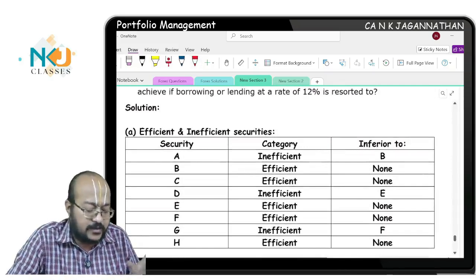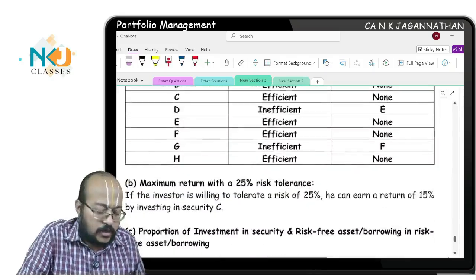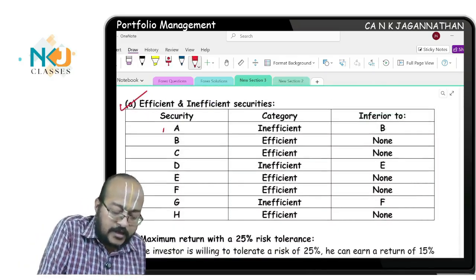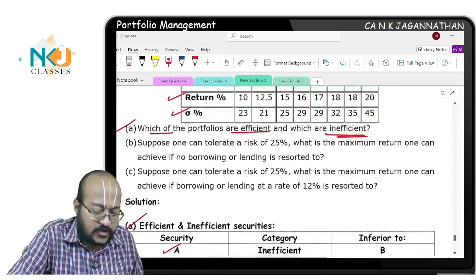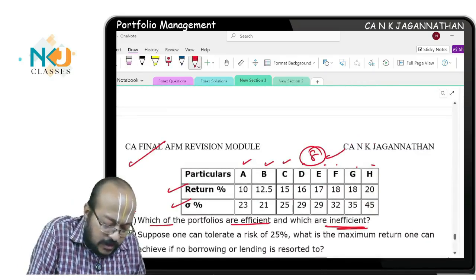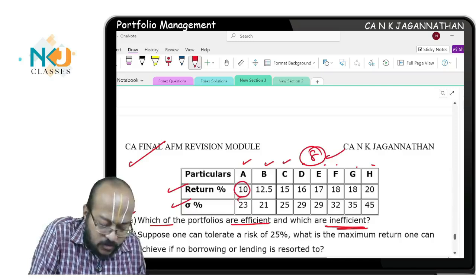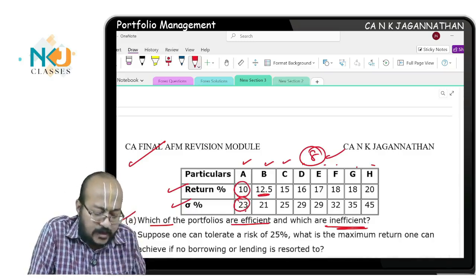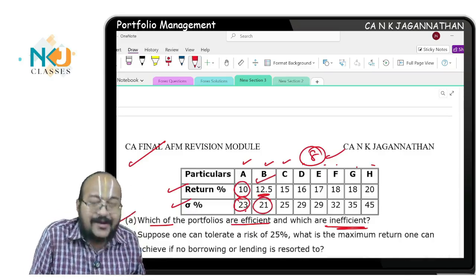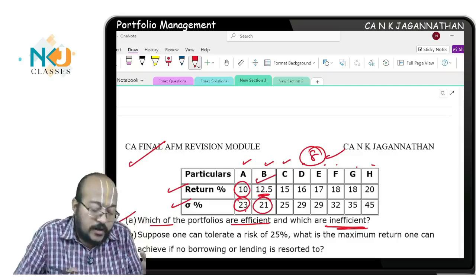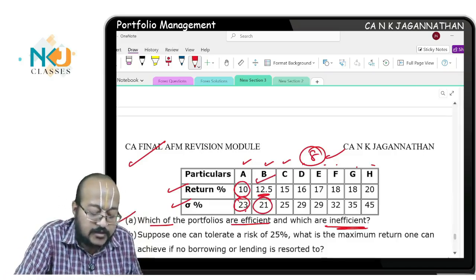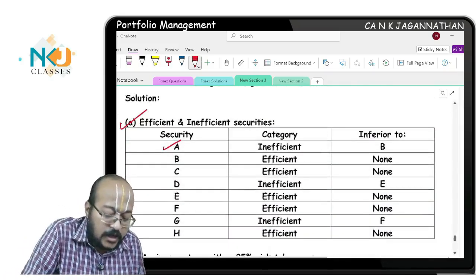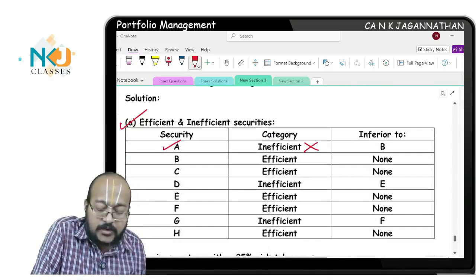This is exactly the same here, solution also given. Just discussing. Security A is there. You tell me, children, security A is efficient or inefficient? Security A is giving 10% return for 23% risk, whereas security B, if you roughly see, you can understand, it is giving more return by undertaking less risk, which means A is inefficient compared to B. A is inferior to B.